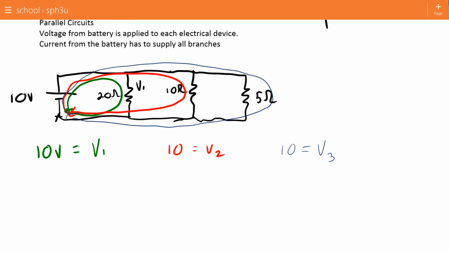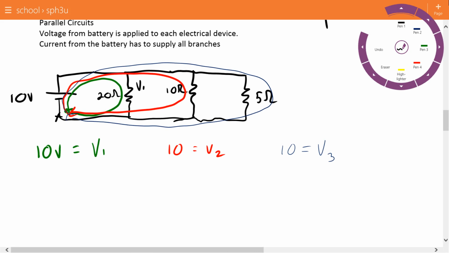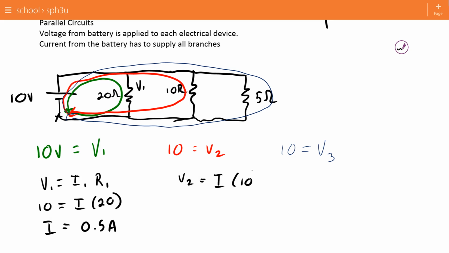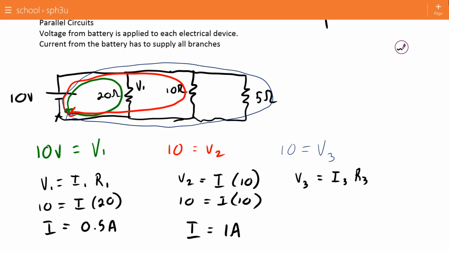With this in hand, we can use Ohm's law at each individual resistor separately to come up with the current through those individual resistors. V1 equals I1 R1, so 10 equals I1 times the resistance value of 20, and we can come up with a current of 0.5 amps. For V2, I2 times the resistance value of 10, so 10 equals I2 times 10, which means our current simply equals 1 amp. And finally, for V3, I3 R3: 10 equals I3 times 5, divide both sides by 5, and I3 equals 2 amps.